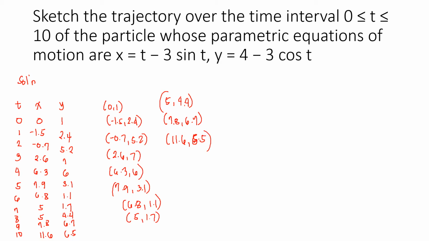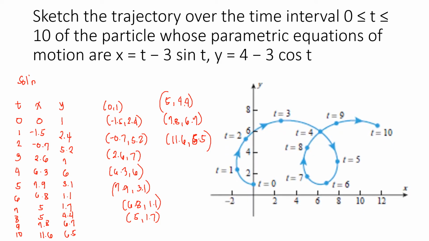Now we are going to plot these points in our coordinate system. So the points are 0, 1, then negative 1.5, 2.4, and so on. This would be the graph of the trajectory of the parametric equation with a time interval of t greater than or equal to 0, but less than or equal to 10.